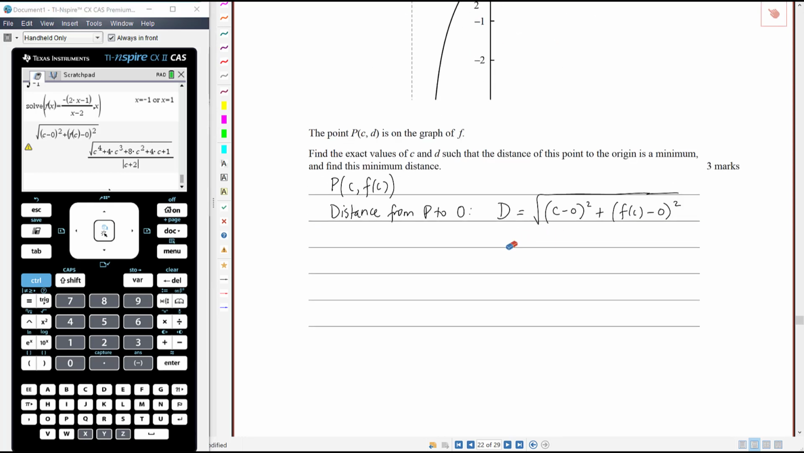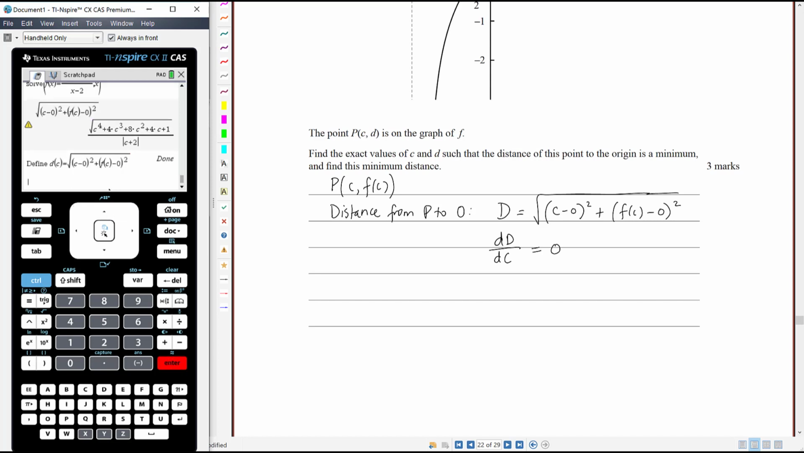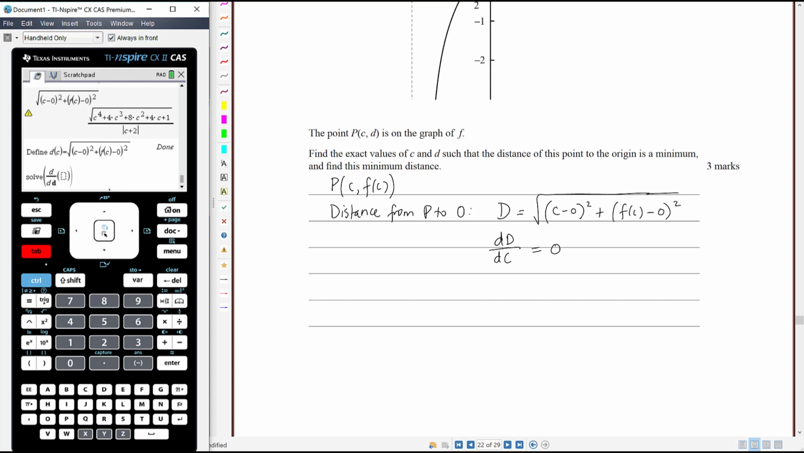Okay. And so then the derivative of the distance with respect to c, I want to make that equal to 0. So I might define this as being d of c, the distance in terms of c. It's going to be that. So I then want to solve the derivative of that. Sorry, I don't like using d because of the dd's. It's the derivative with respect to c of d of c. We want that to be equal to 0. We want to solve for c.